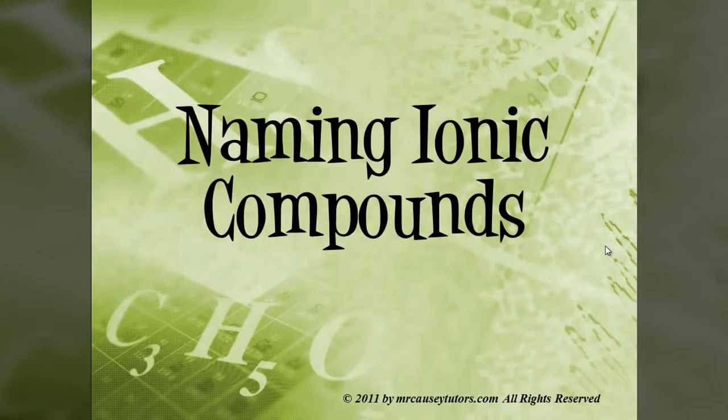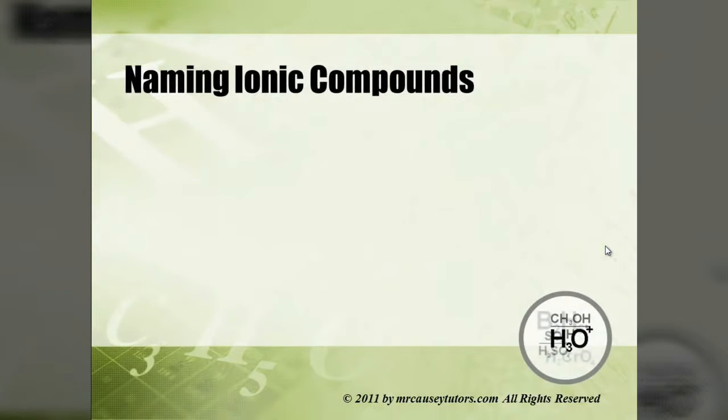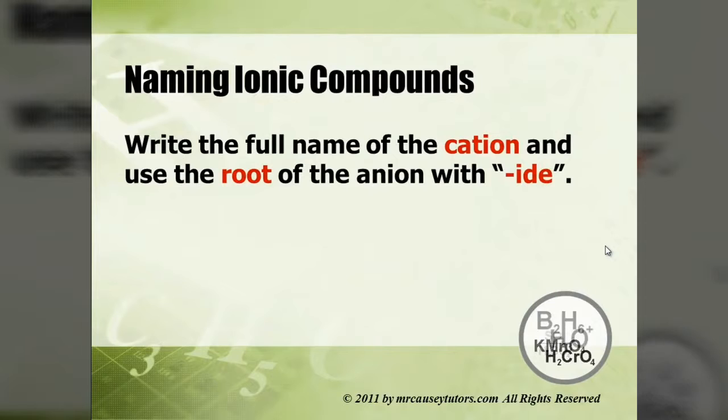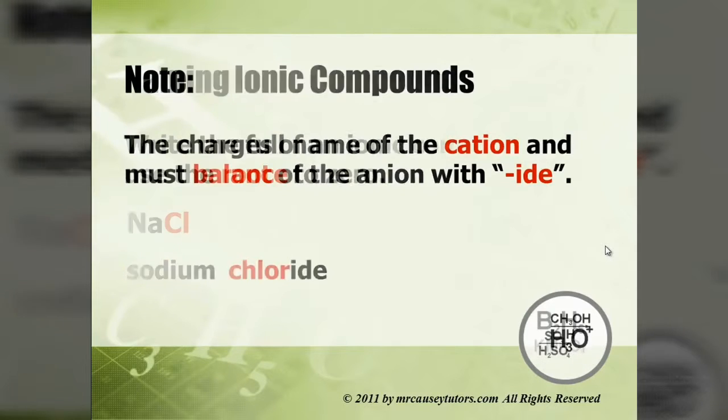Alright, let's name some ionic compounds. In naming ionic compounds, write the full name of the cation and use the root of the anion and add IDE. That's pretty easy. You just take the full name of the cation, and then you take the root of the anion, and then add IDE. Here's an example. Sodium and chlorine come together and make sodium. There's the cation. Chloride.